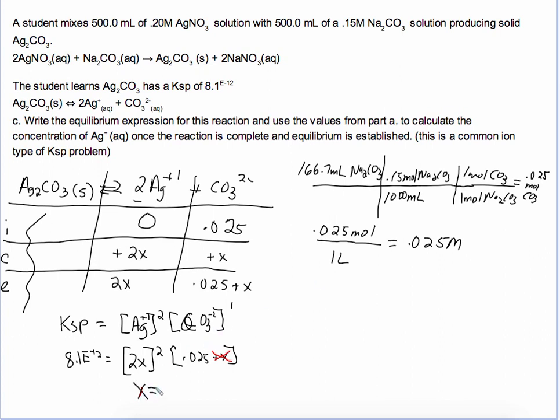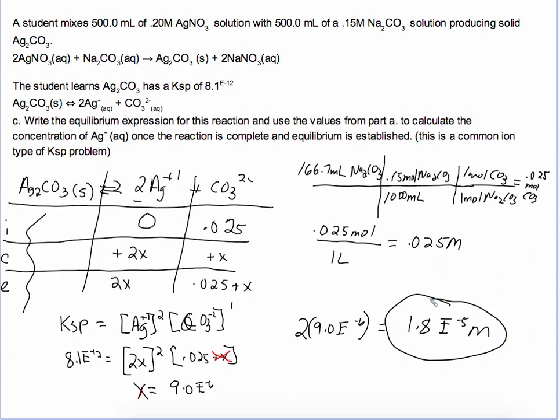It ends up being that x equals, if you do all the math, 9.0 e to the negative 6. Okay, that's what x is. But it wants to know what the concentration of silver is at equilibrium. So it's 2 times x. So we have to take 2 times 9.0 e to the negative 6 to get the concentration at equilibrium, and that equals 1.8 e to the negative 5 molar. That is the final answer.